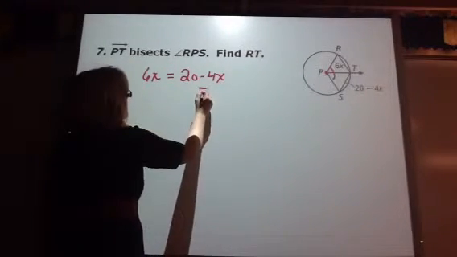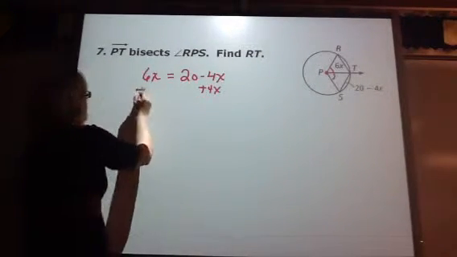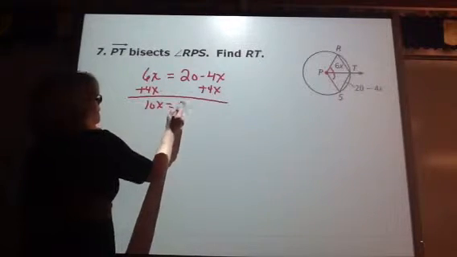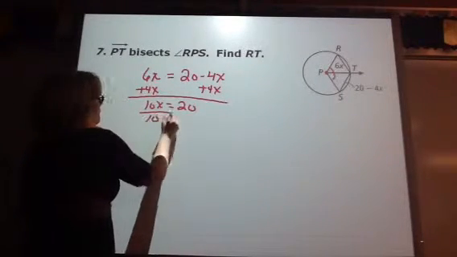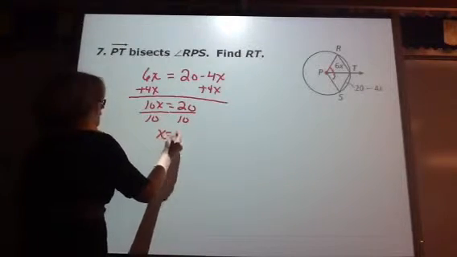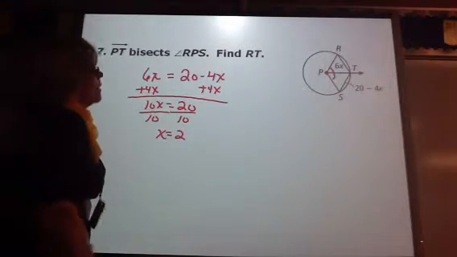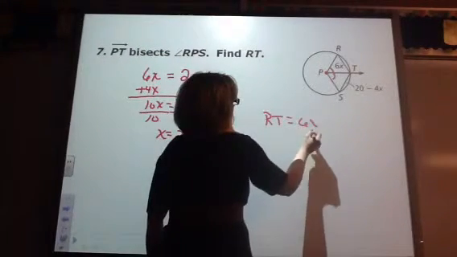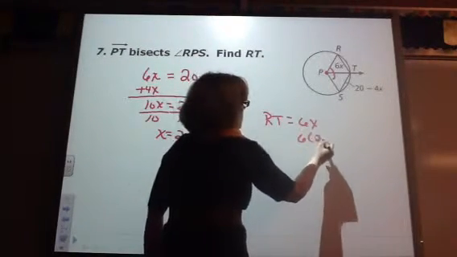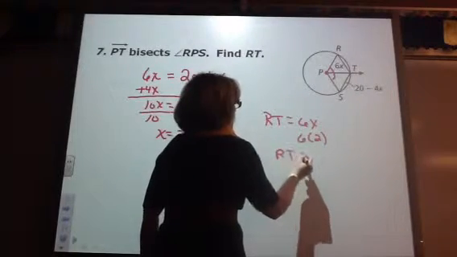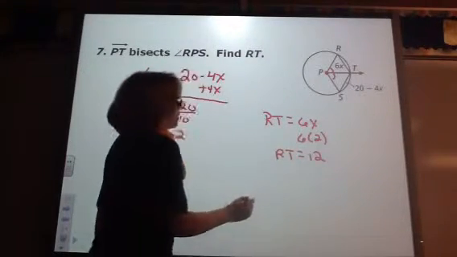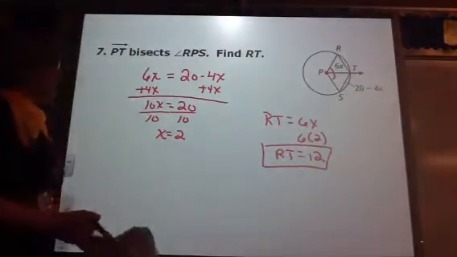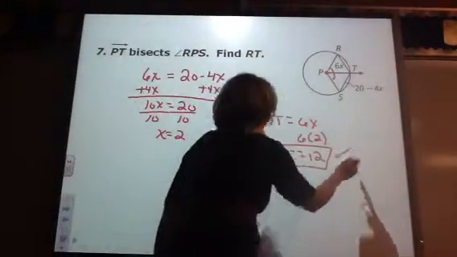All right, so let's get our variables to one side. Trying to find RT. Well, RT is 6x. Substitute in for your variable. So RT equals 12, and we were talking about a chord, therefore there is no degree sign. And yay, no computation error.